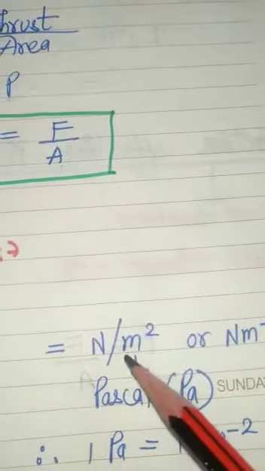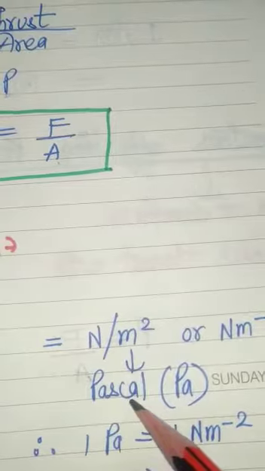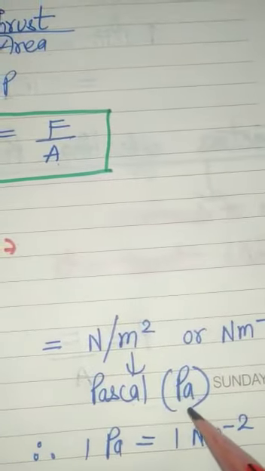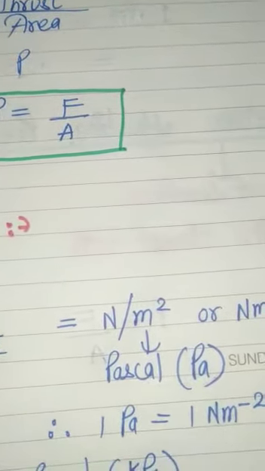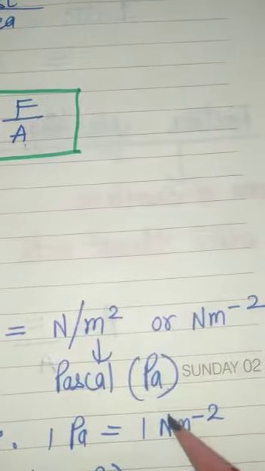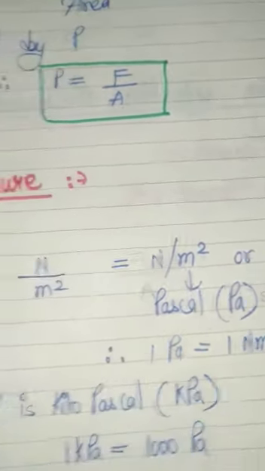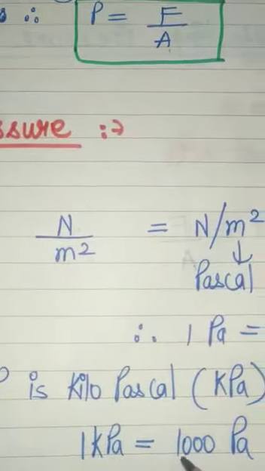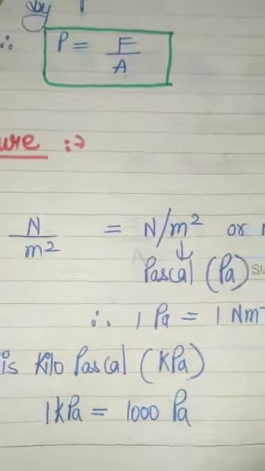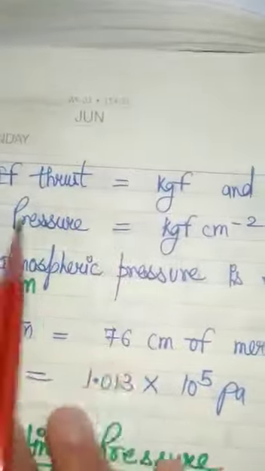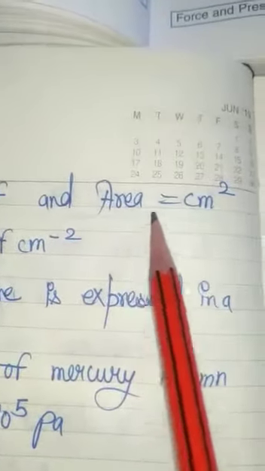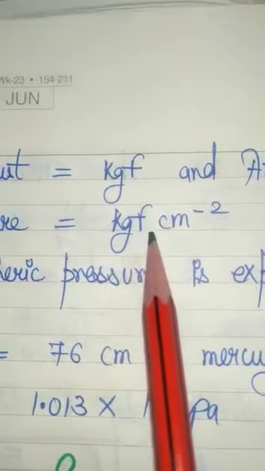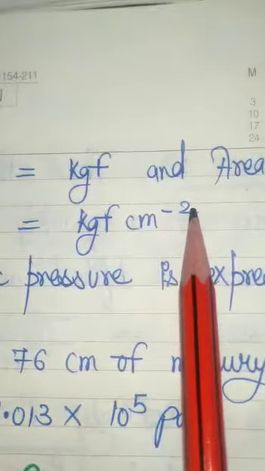Okay, and Newton per meter square is also known as Pascal and it is denoted by Pa and it is named after the scientist Blaise Pascal. So 1 Pascal is equal to 1 Newton per meter square. Now the bigger unit of pressure is kilopascal. So 1 kilopascal is equal to 1000 Pascal. Then if thrust is expressed in kilogram force and the area is expressed in centimeter square, then the unit of pressure will be kilogram force per centimeter square.